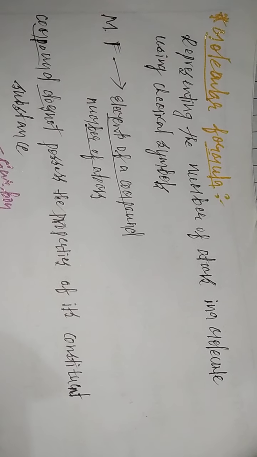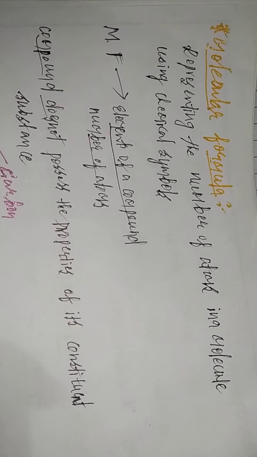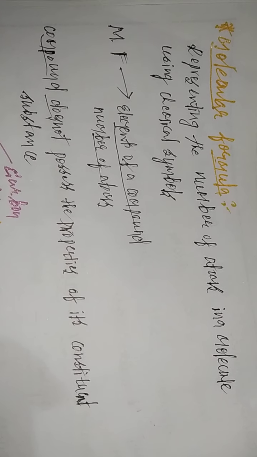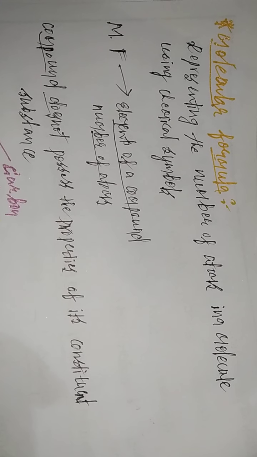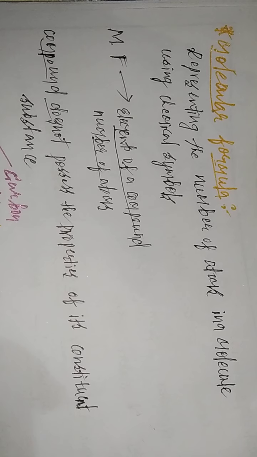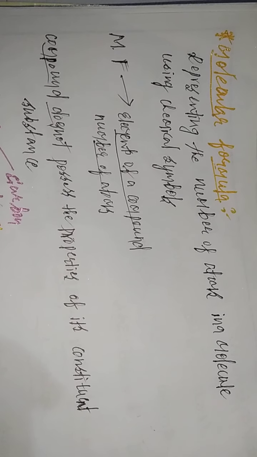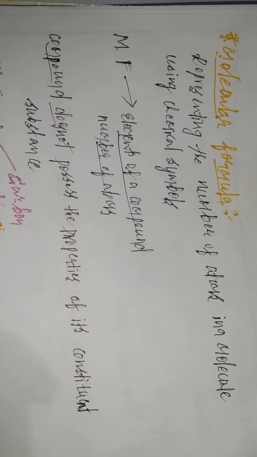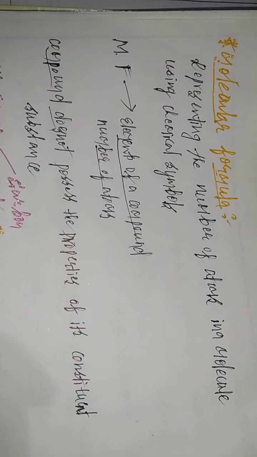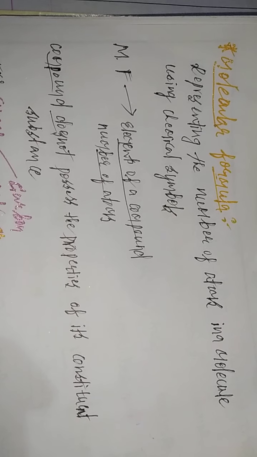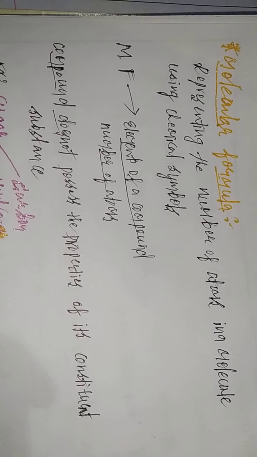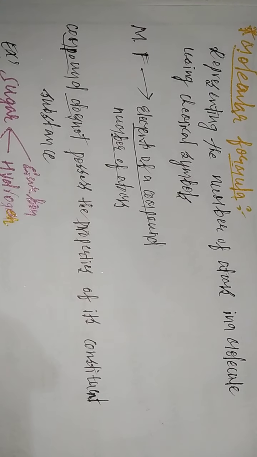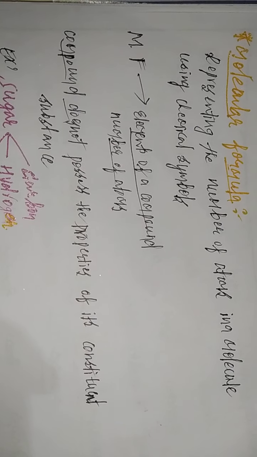Then what is meant by molecular formula? A molecular formula represents the number of atoms in a molecule using chemical symbols. Representing the number of atoms in a molecule using chemical symbols is called a molecular formula. Here the molecular formula denotes the elements of a compound and also the number of atoms present in a compound.